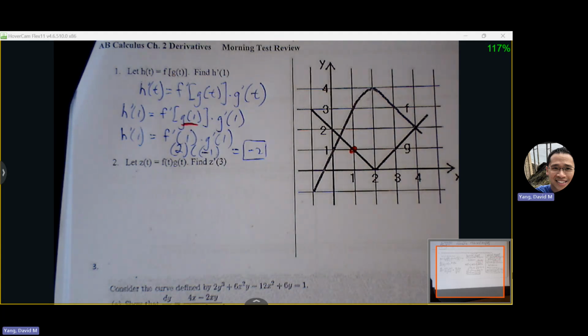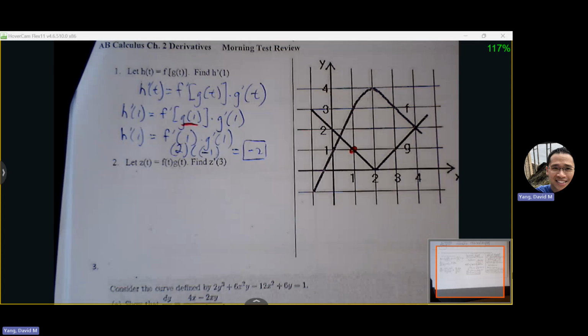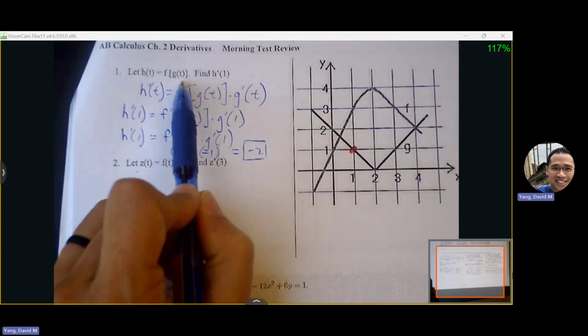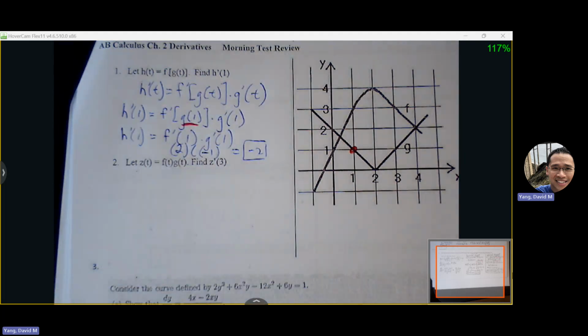All right, number 2, z equals f of t times g of t. Find z prime of 3. In this case, we have to go through what? Yeah, this one is product rule. You see 2 t's, that indicates you have 2 different functions. This is not a function within a function. There's only one variable. Well, there's only one t or one x. Okay, try that. Try number 2.